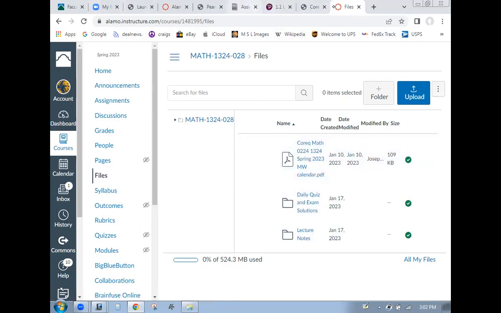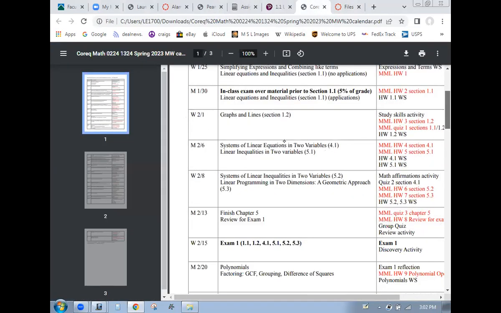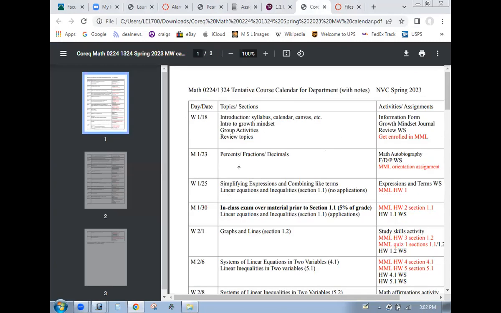Let's see if I can find it. Here it is. It has the schedule that we're going to be following. So let's see, what is today? The 24th. All right, we should be good. The schedule here is for Monday, Wednesday, but we're Tuesday, Thursday, so we're just guesstimating. We're on 1.1 here, so we're pretty good as far as the schedule goes.